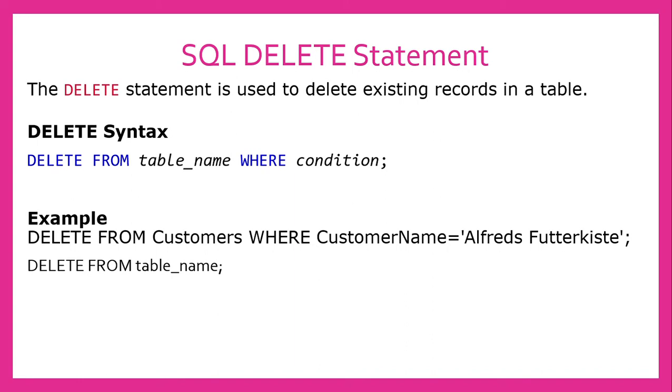So an example for delete is DELETE FROM Customers WHERE CustomerName = 'Alfreds Futterkiste', and it will delete those records whose customer name is Alfreds Futterkiste. But if we want to delete the entire table, if we want to delete all the rows, then we can use DELETE FROM table_name. Then it will delete all the rows, the entire table values.